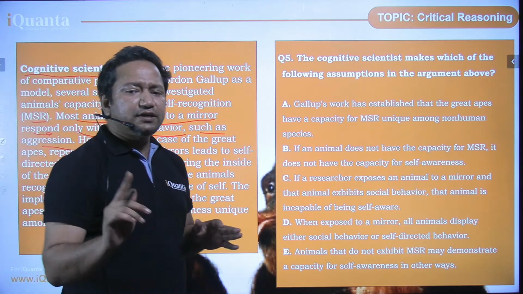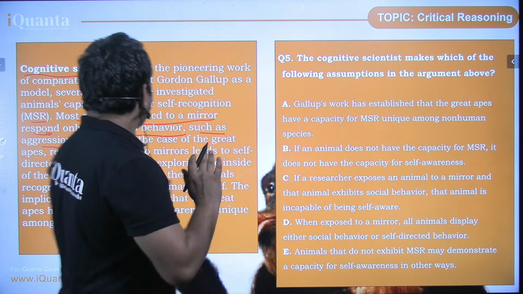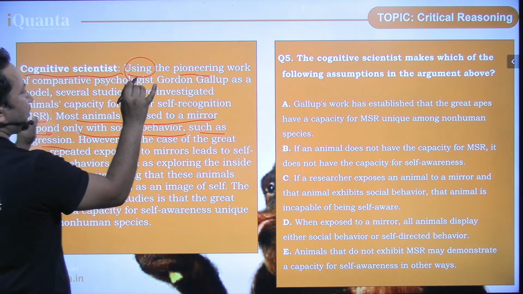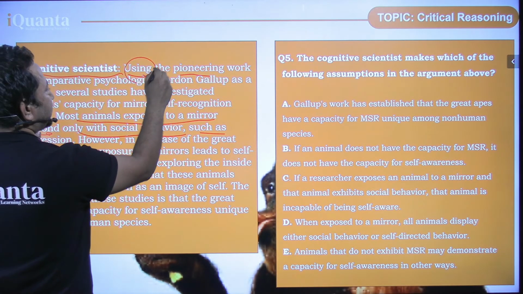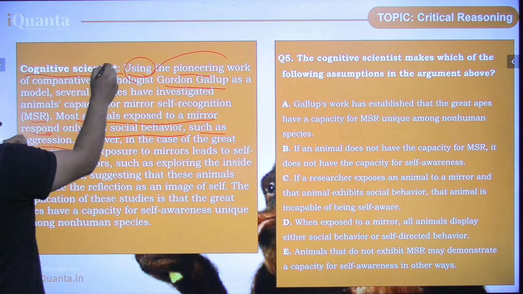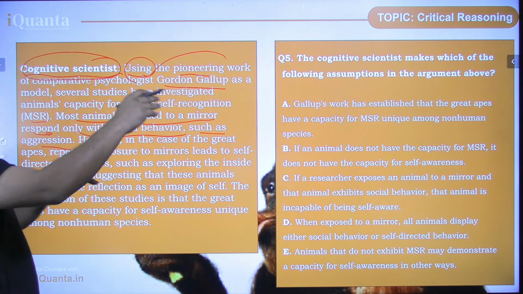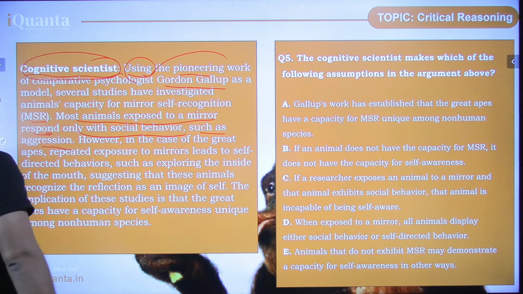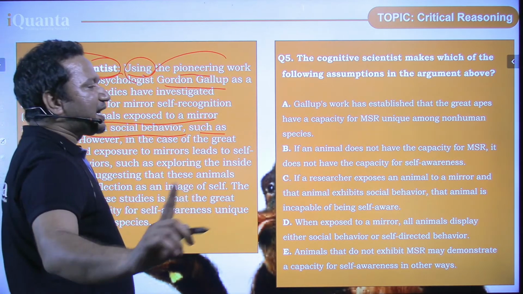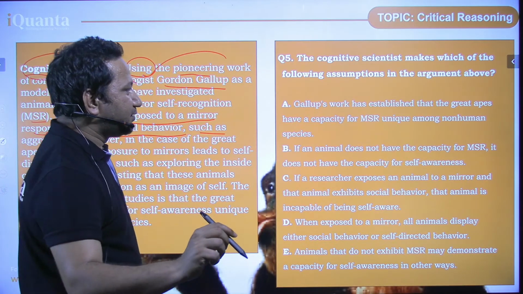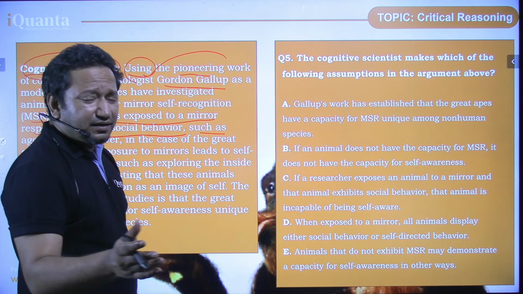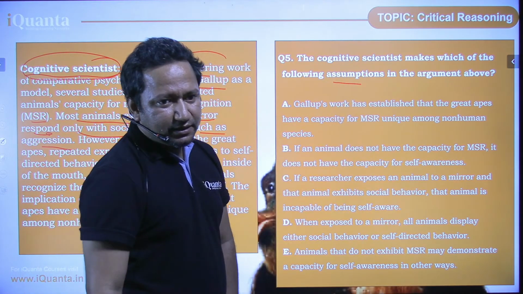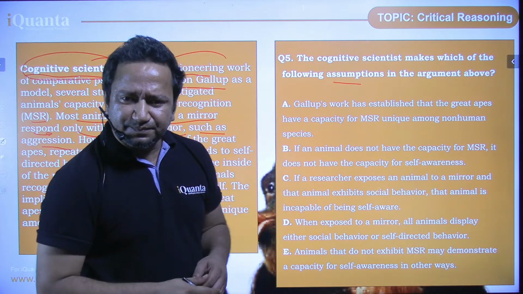Gallup's work has not established this. Look at this. It says, using the pioneering work of comparative psychology, basically using the work of Gordon Gallup, this cognitive scientist is making a statement, is giving his opinion. So Gallup's work has not established this yet, right? And even if it has, that is not the assumption of the cognitive scientist. So this statement is not that strong, right?